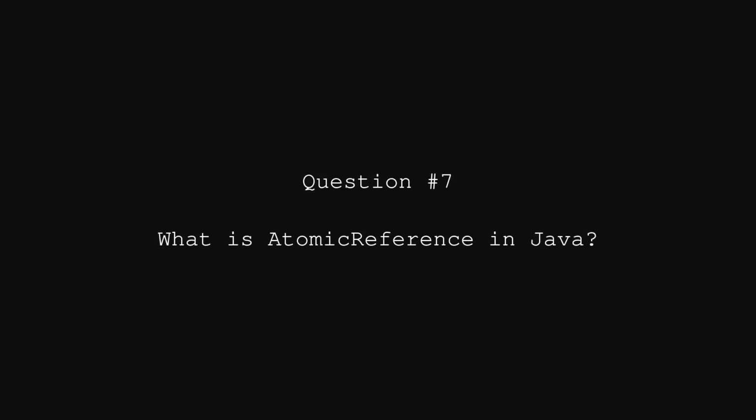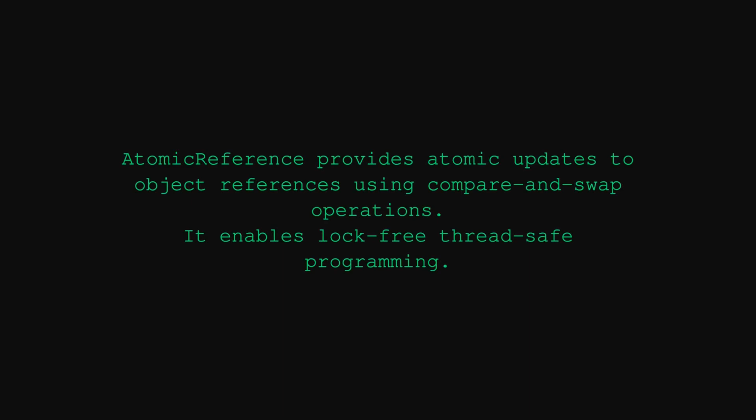Java interview question. What is atomic reference in Java? Atomic reference provides atomic updates to an object reference using compare and swap operations. It enables lock-free, thread-safe programming.